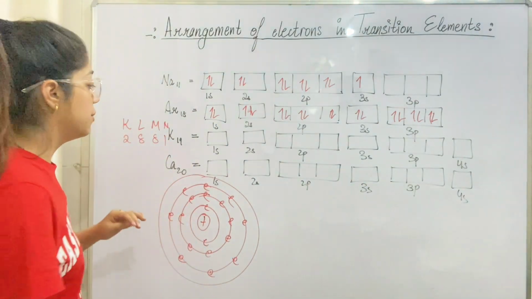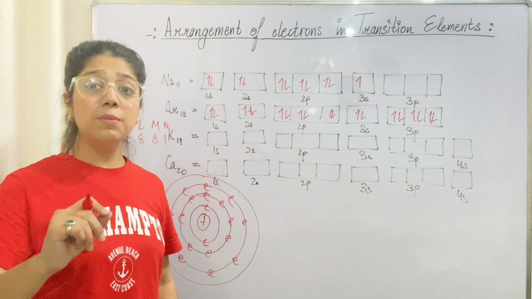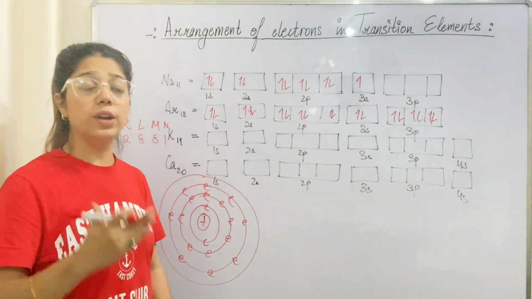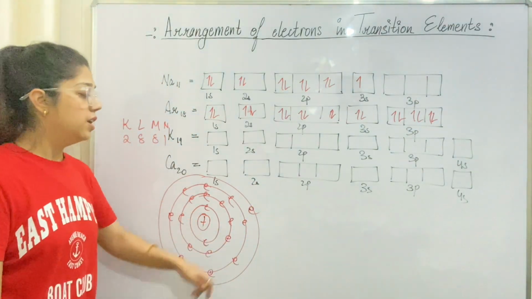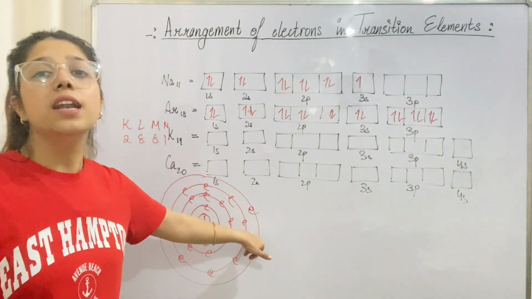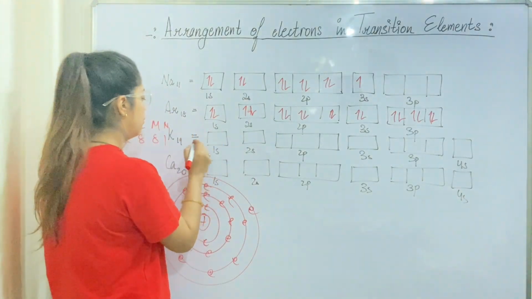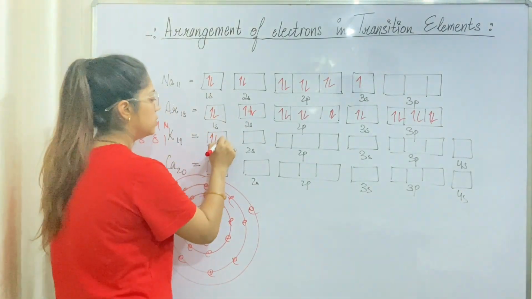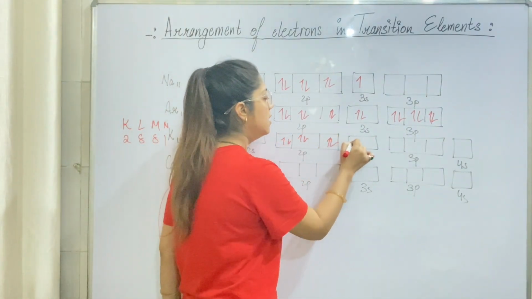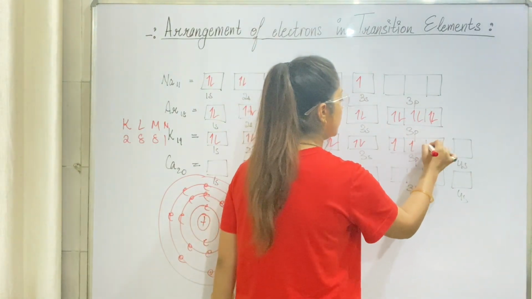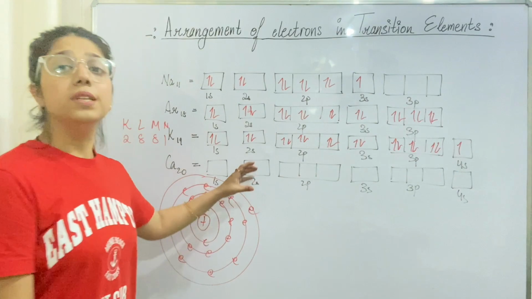3d is still left, but we do not accommodate electrons here because of the Aufbau principle, saying that the 4s has lower energy as compared to 3d. So the electron will move here in the fourth shell. Understood? Okay. So if we write the electronic configuration over here, it will be 1, 2, 3, 4, 5, 6, 7, 8, 9, 10, 11, 12, 13, 14, 15, 16, 17, 18, 19. I hope this is clear.